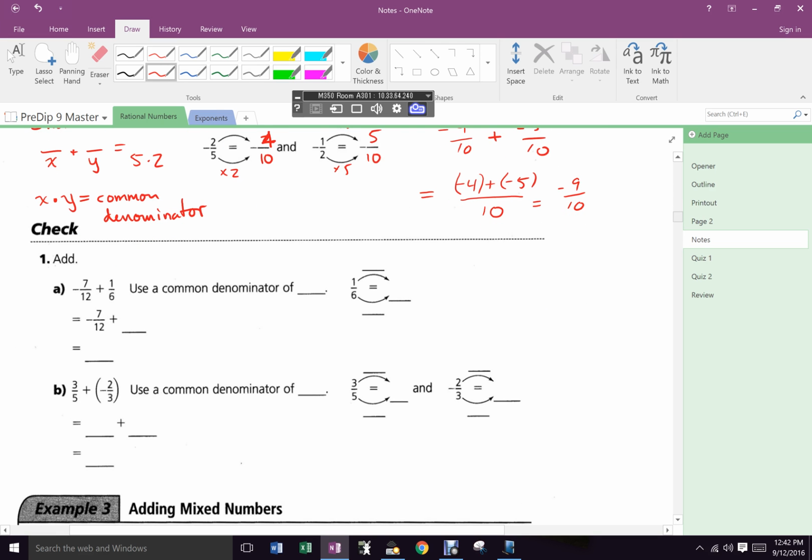So here, what is my common denominator? Would you use 72? No. Of course not. Why? Because it's too much. Because 6 works with 12.